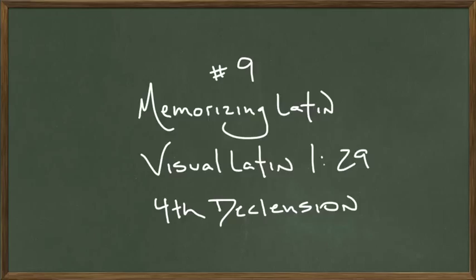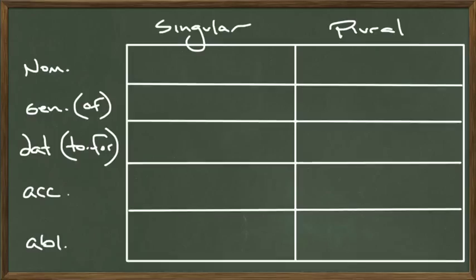This is a bonus episode to Lesson 29 in Visual Latin 1, and today we're talking about the fourth declension. Let's look at the fourth declension endings. The fourth declension endings are easy to get confused with the second declension masculine endings because in the nominative, just like in the second declension masculine, the fourth declension ends with us. After that, the confusion goes away because in the genitive it also ends with us. In the dative, it ends with ui.